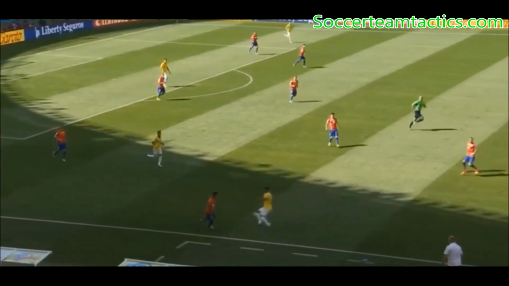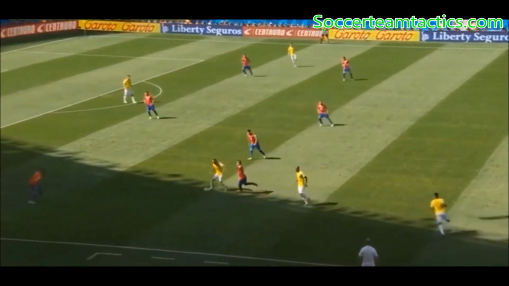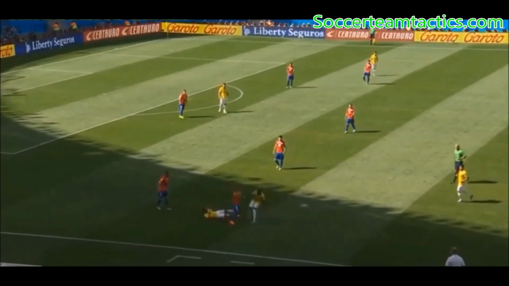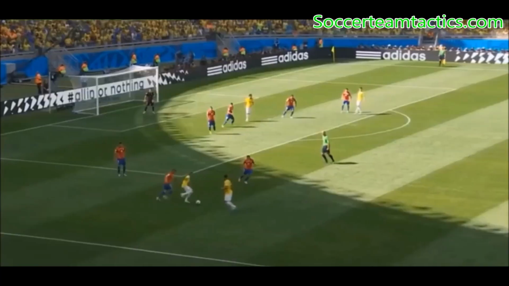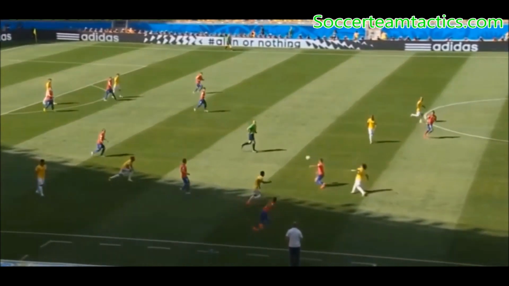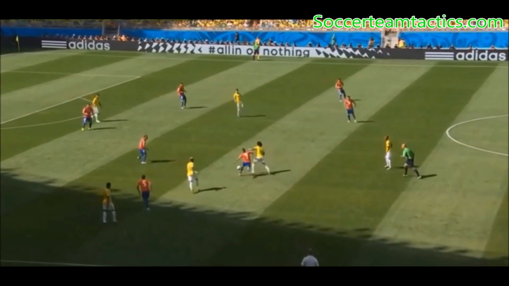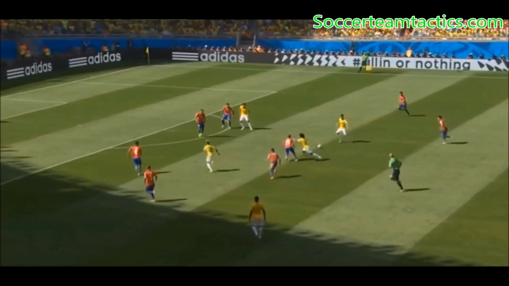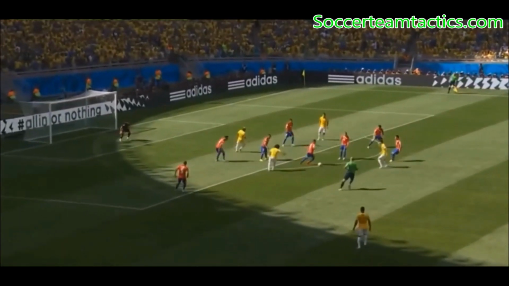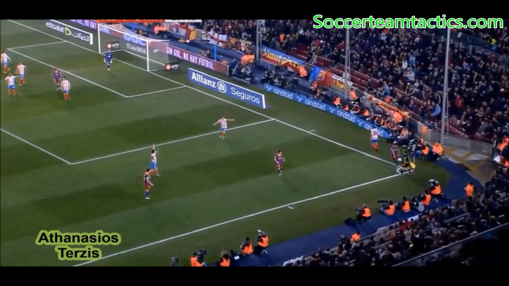In this first example, from the national team of Chile, it is Vidal, the player who has possession of the ball. And as soon as he loses possession, he reacts and wins the ball back. In the same match, it is Alexis Sanchez who has possession of the ball. He loses possession, but he reacts immediately. And he is the player who wins the ball back for his team. He wins the corner kick for FC Barcelona.